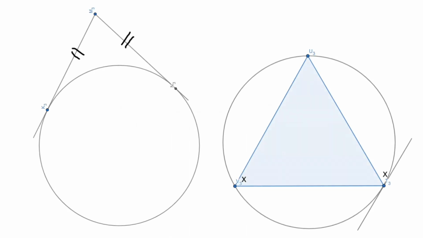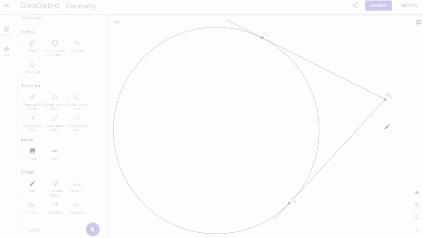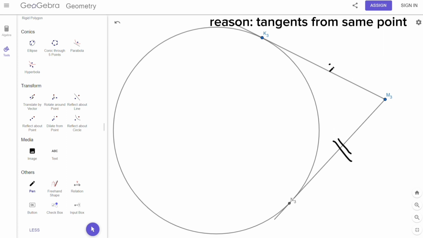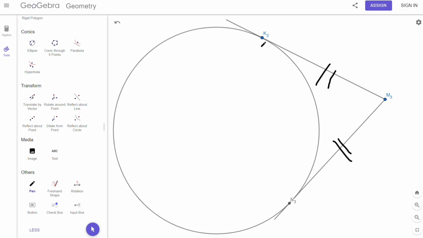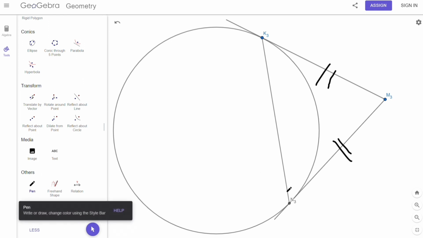Lastly, we have the tangent theorems, theorems 8 and 9. A tangent is required to use these theorems, but the center or a cyclic quad is not. Theorem 8 happens outside the circle, so it's pretty easy to spot. Tangents drawn from the same point are equal in length. If there is a triangle formed between these two tangents, it's important to remember that this will make an isosceles triangle.